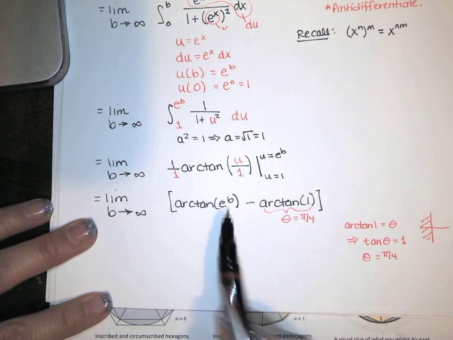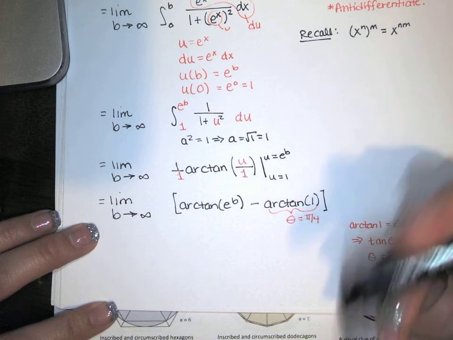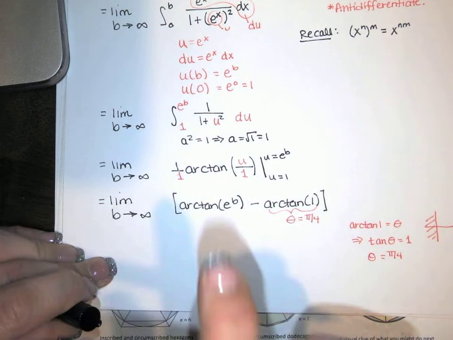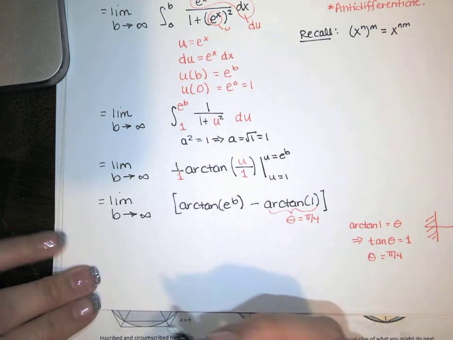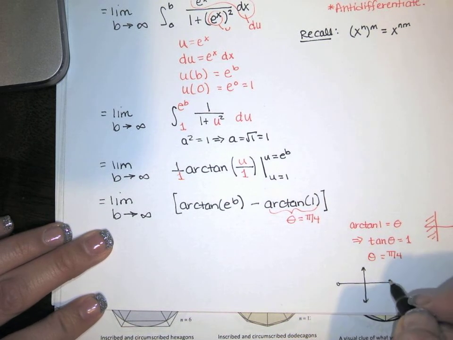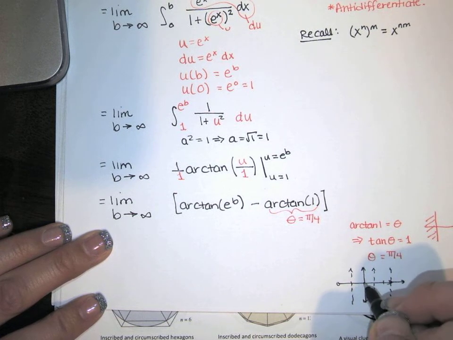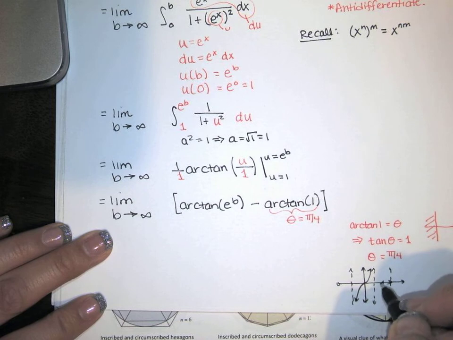Now for this part, I need to know what arctangent looks like. For that, it's helpful to recall the tangent graph. You remember tangent? It's undefined whenever cosine is 0, because it's sine over cosine. You can't divide by 0. So it looks like this.